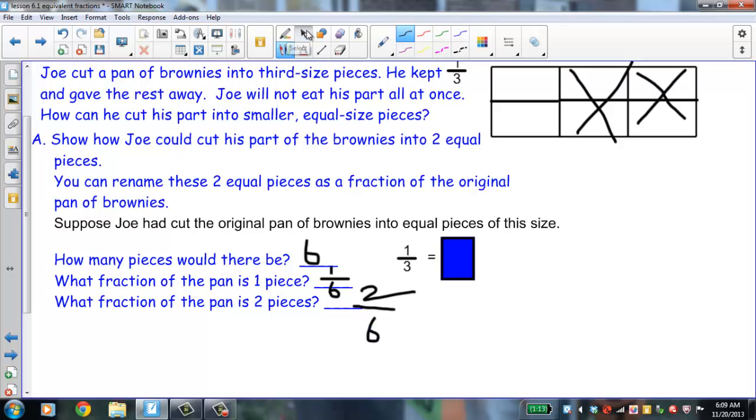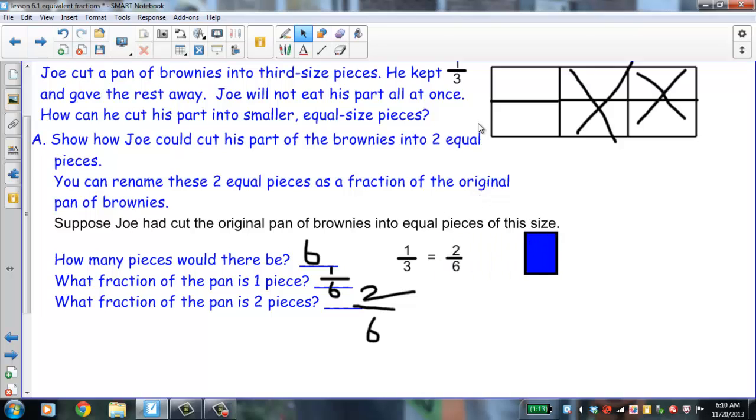So what that means is that the part that he kept for himself, which is 2 out of 6, is equal to 1/3. So 1/3 is equal to 2/6. So we just modeled how originally this was 1 out of 3, and we changed it to 2 out of 6, but it's the same size brownie. We didn't do anything except cut it in half.